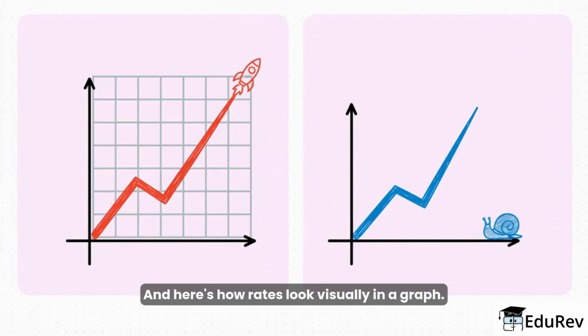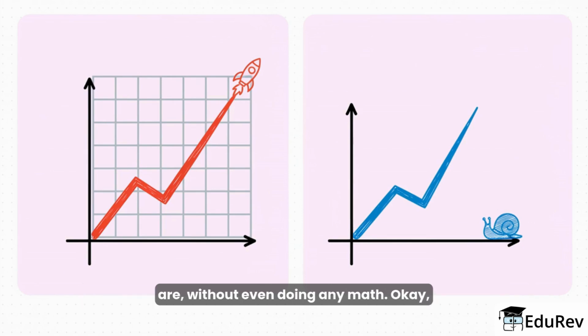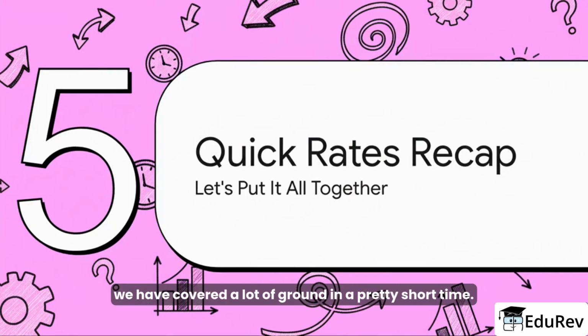And here's how rates look visually in a graph. The rate is just the slope or the steepness of the line. So a line that shoots up really sharply means a fast rate of increase. A line that's kind of flat and drifts down slowly is a slow rate of decrease. A lot of the time, you can answer questions just by looking at how steep the lines are, without even doing any math.